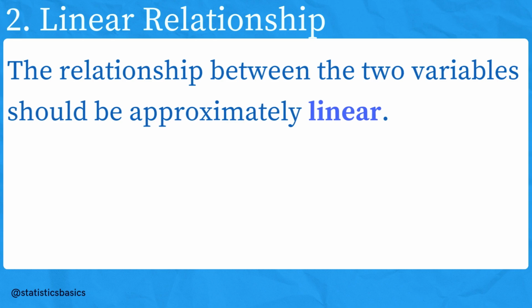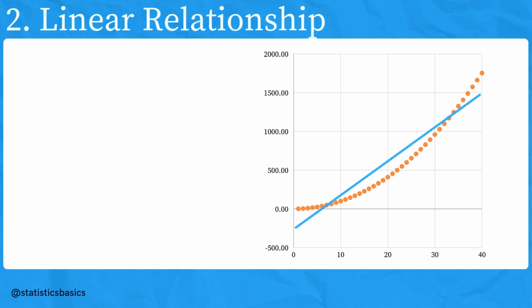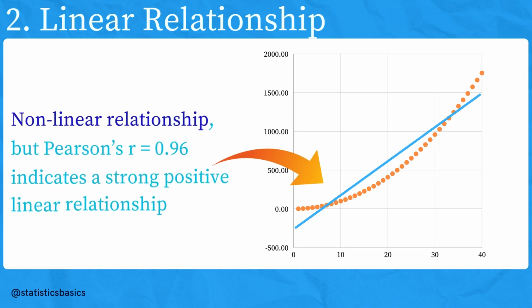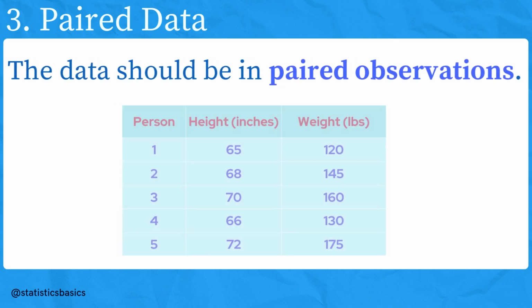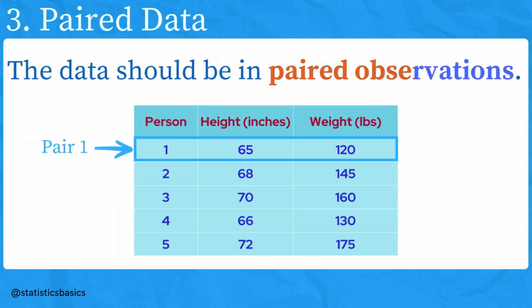Second, it is assumed that the relationship between the two variables is approximately linear. A nonlinear relationship can sometimes still show a correlation with Pearson's linear coefficient, but it may not fully represent the association. In such cases, data transformations may be applied before calculating Pearson's correlation, or a different correlation measure might be more appropriate. Third, the data must consist of paired observations.